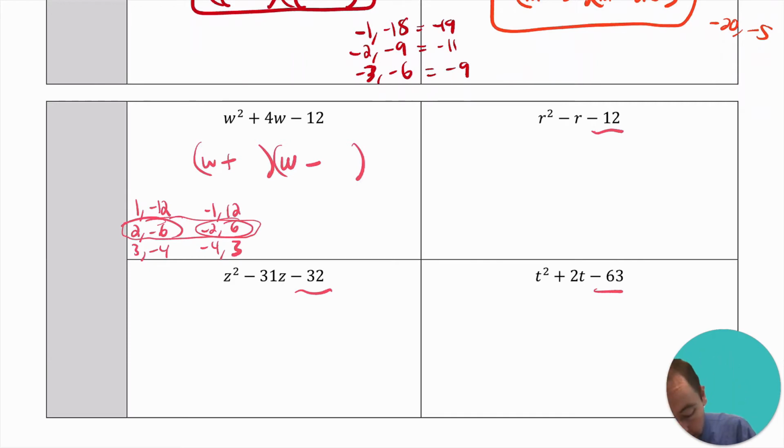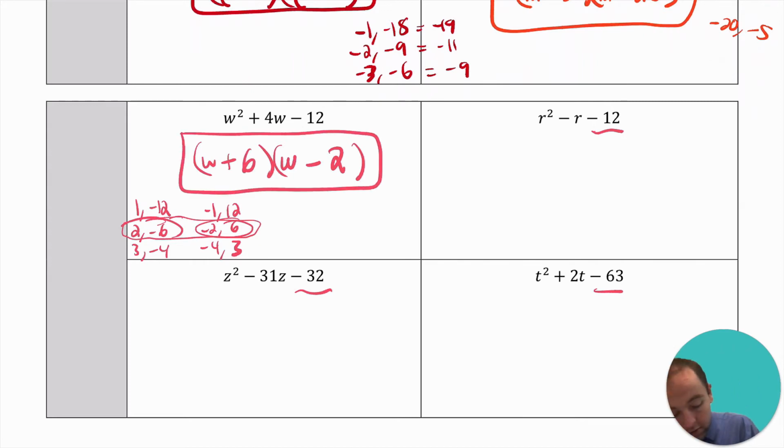So you'd have to have the 2 be negative, which means that I'd have a w minus 2 and then a w plus 6. Okay, and you can check, if you FOILed that expression out, it needs to exactly equal w squared plus 4w minus 12. And if you take the time to do so, you'll verify that definitely it works as such.